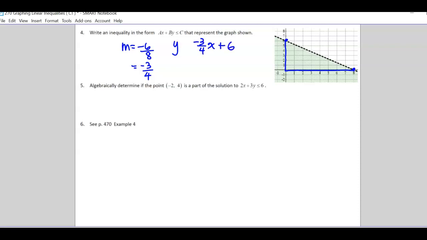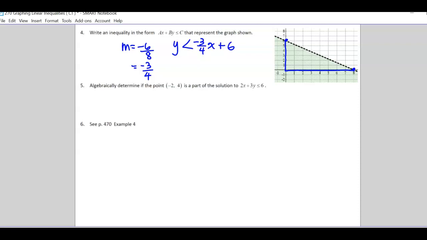Okay, so the equal sign is that blue line. Take a look where it's shaded. It's shaded below, so it's going to be a less than. So I've just answered the question, but I had to put it in the form that was asked.